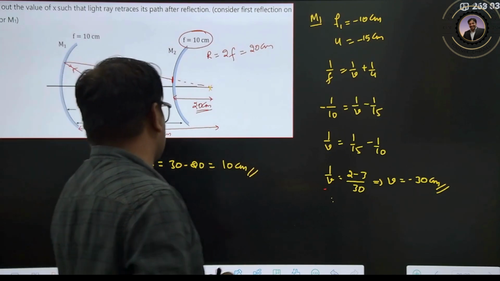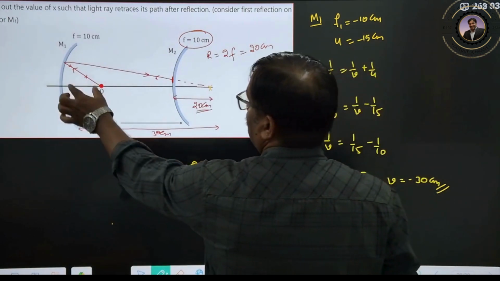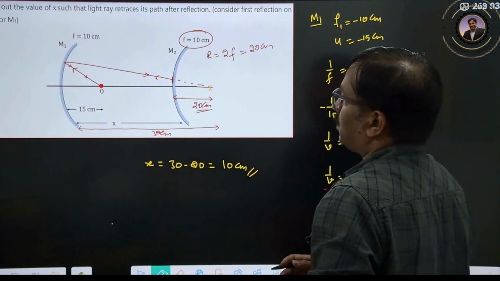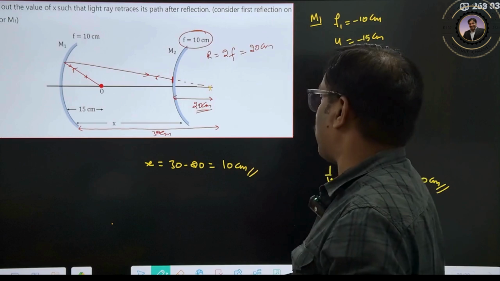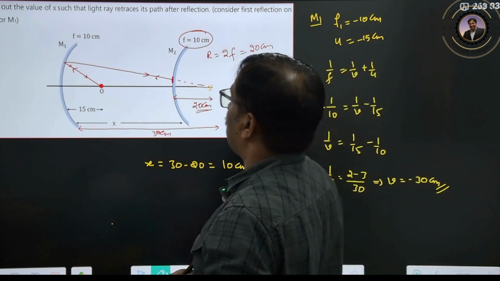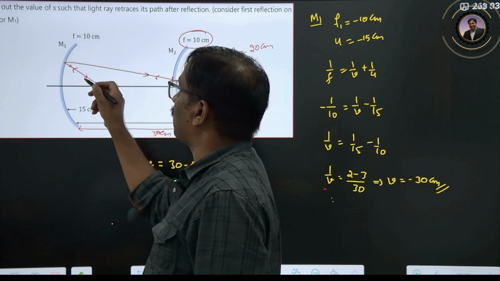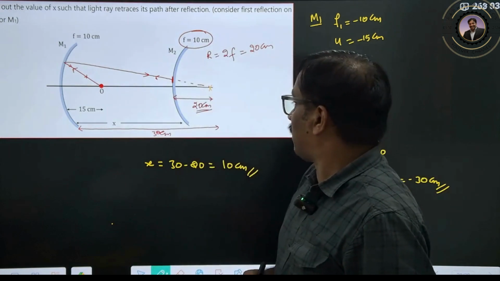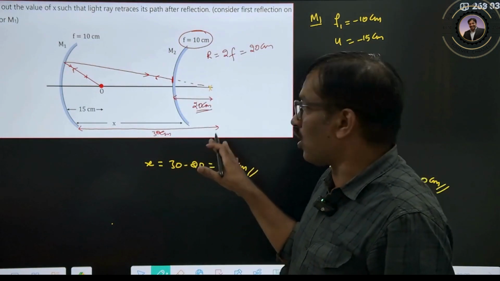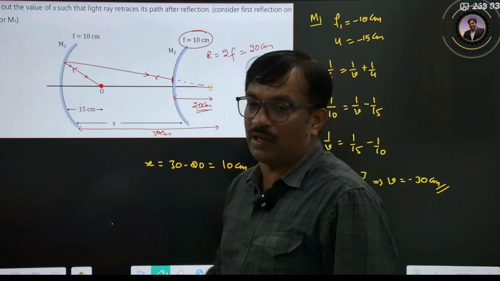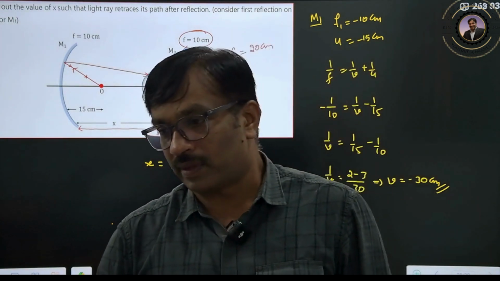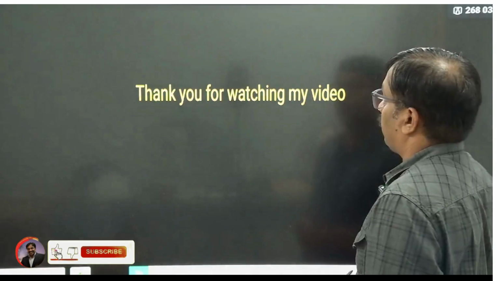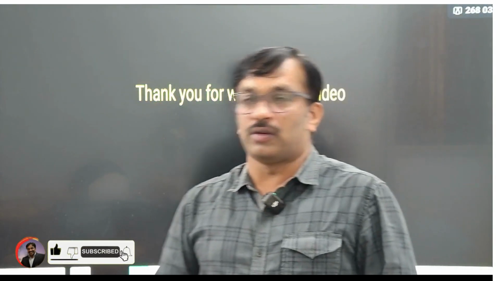This 10 centimeter should be lower than this one. That means the problem has something slightly wrong. The object cannot be there, but here the rays are coming and falling like that. But you should understand logically how I am solving the problems. Clear? Right? We'll see some more questions. Completed.